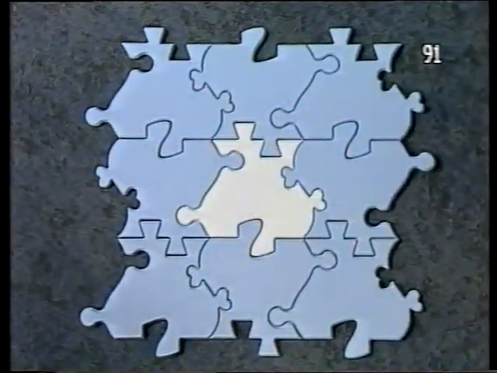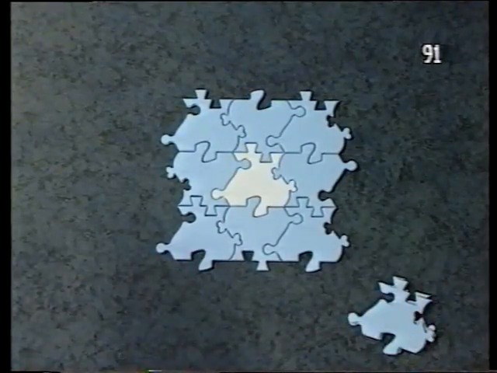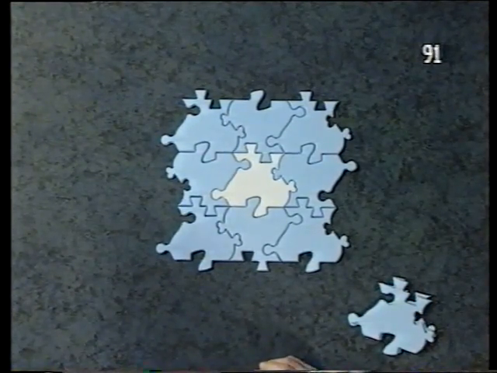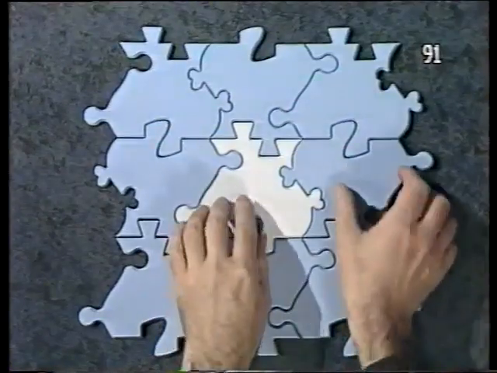There we are. Now there's nothing to stop me. I could go on fitting more and more pieces around these and fill the entire plane with identical copies of these pieces, just by following the single rule that when two pieces are fitted together, they must be opposite ways up.